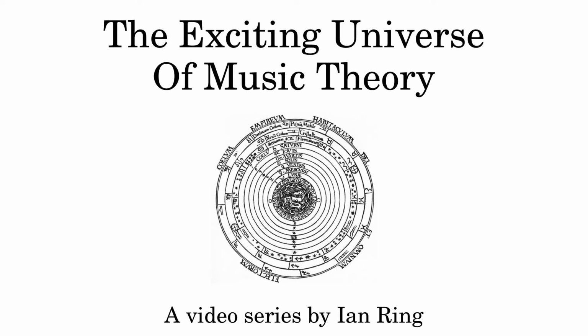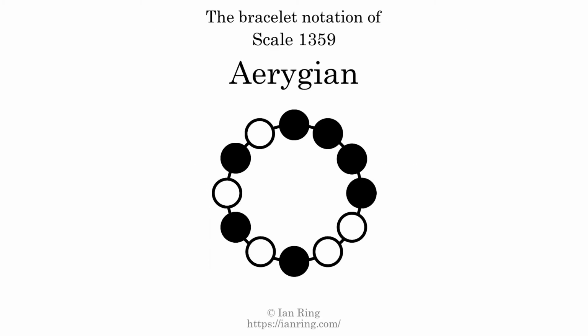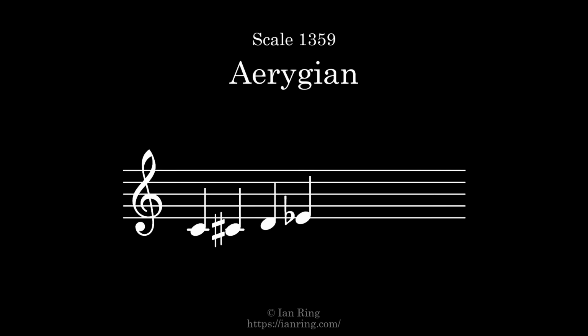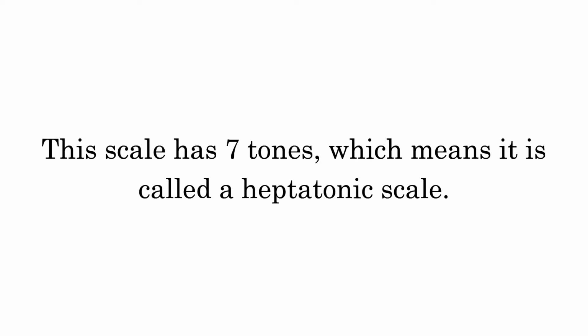Welcome to the exciting universe of music theory. Are you ready to learn? Then let's begin. Today we will talk about scale 1359, Aerygian, which sounds like this. This scale has 7 tones, which means it is called a heptatonic scale.